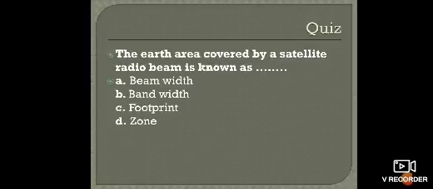The earth area covered by a satellite radio beam is known as: first option beam width, second option bandwidth, third option footprint, and fourth option zone. So what is the answer? That is C, footprint. Footprint is the earth area covered by a satellite radio beam, which shows how much area is covered by a satellite. So the earth area covered by a satellite radio beam is known as the footprint of the satellite. This is the answer.